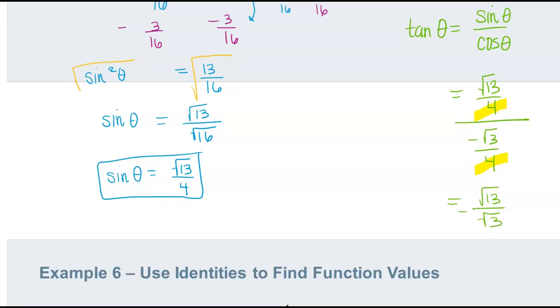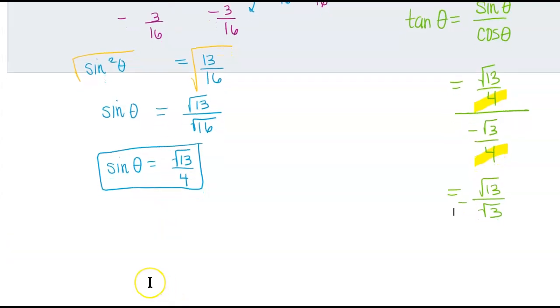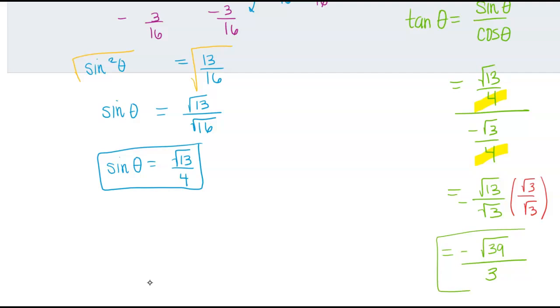This is negative, right? Because there's a negative sign in front. Keep running out of room here. And then technically we need to rationalize this. So I multiply the 13 by the 3, square root of 39 over 3. So that's the tangent. And then you can take reciprocals to find the other 3, right? Flip those fractions upside down to get the secant, the cosecant, and the cotangent.